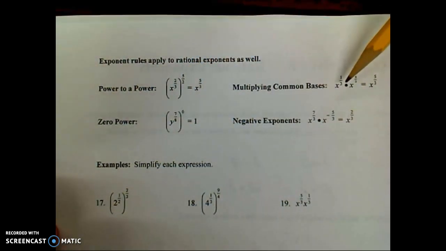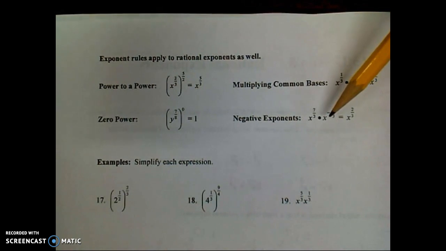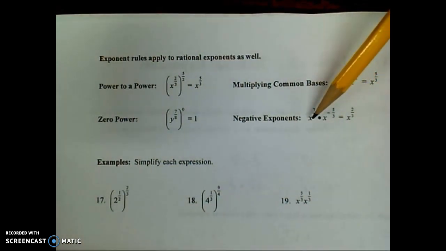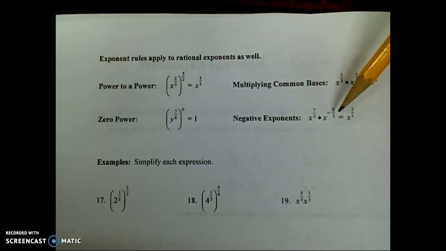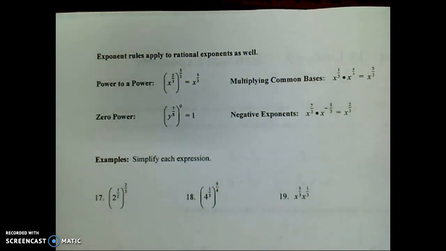Powers with the same base, I can add the exponents. X to the 1/3 times x to the 4/3. 1 and 4 is 5/3, so x to the 5/3. Negative exponents is an invert, but multiplying powers with the same base, adding the exponents, 7 and negative 5, so that's 2/3 x to the 2/3.